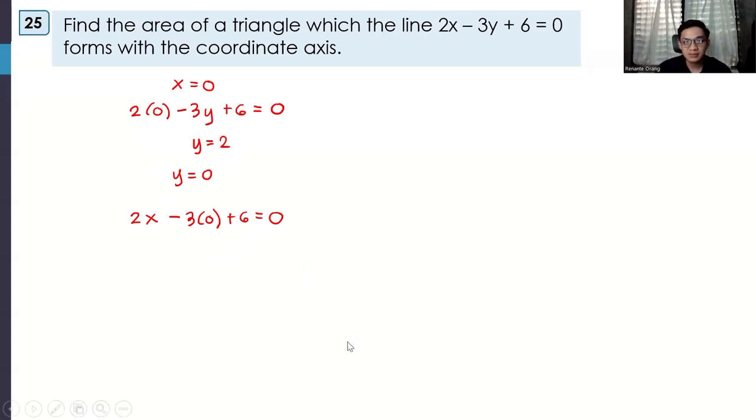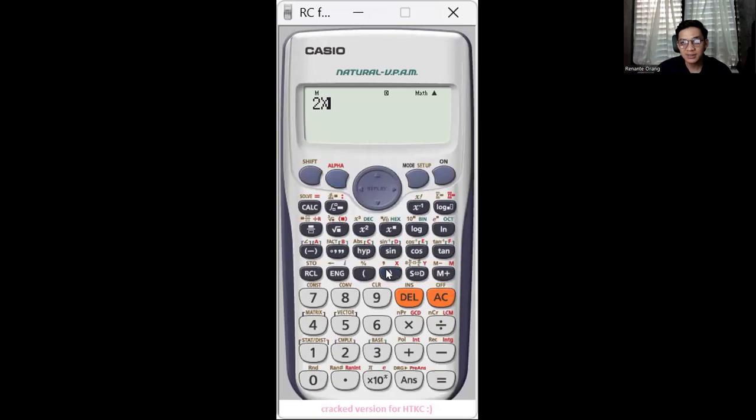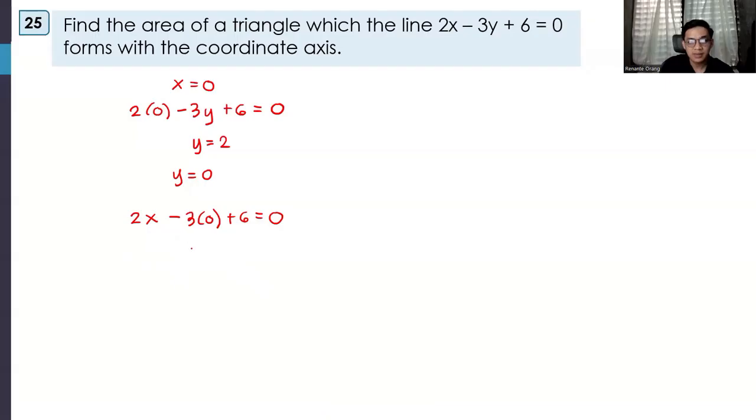Calculator natin, 2x minus 3 times 0 plus 6 is equivalent to 0. Shift, solve, then equals, yung ating x is negative 3. Ilagay natin, x is equivalent to negative 3. So, ibig sabihin, yung ating intercepts are 0, 2 and negative 3, 0.